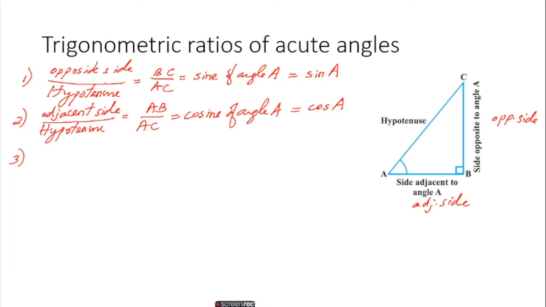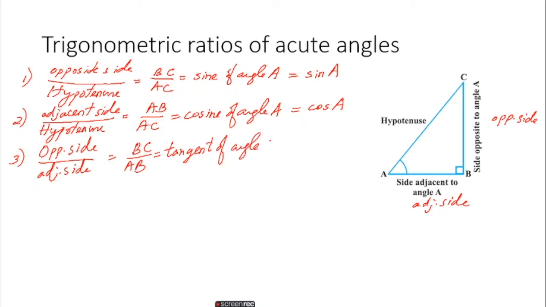Now the third trigonometric ratio is the ratio of the opposite side to the adjacent side. Here it is BC divided by AB. In that there is no hypotenuse. We call it the tangent of angle A, and in short we will write tan A.